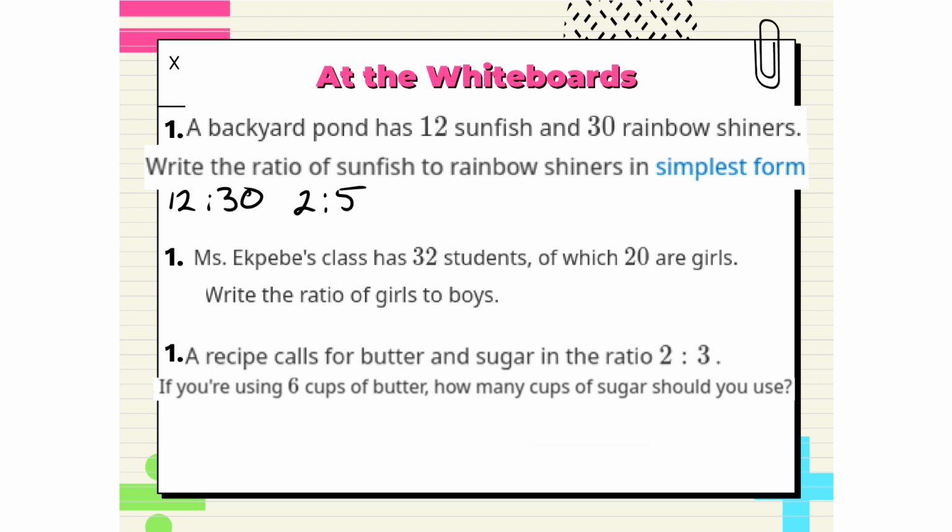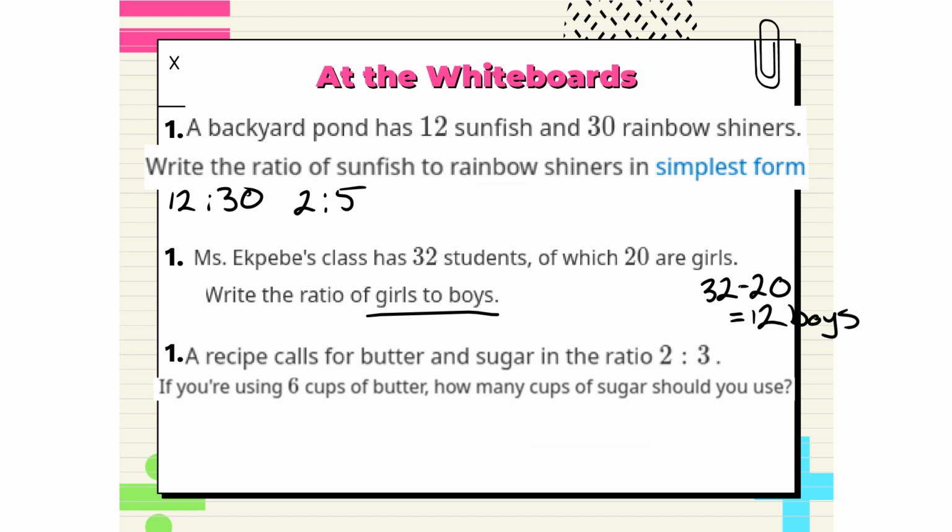In this next one, we've got 32 students, 20 are girls. But we're asked for a ratio of girls to boys. So before we can do anything further, we have to figure out how many boys there are. And there are 32 kids in total. Subtract the 20 girls, and we end up with 12 boys in the class.